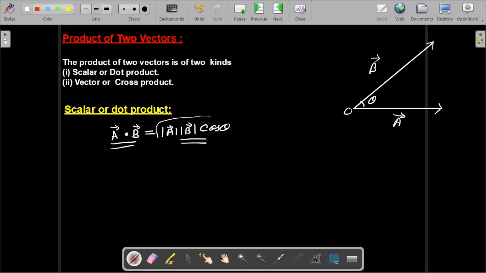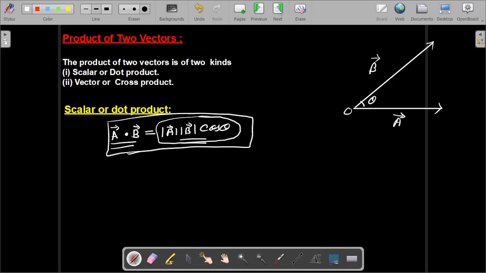This whole value is a scalar quantity, not a vector. Here no direction is stated with it. So this product is called the dot product because the outcome is a scalar quantity. Understood?